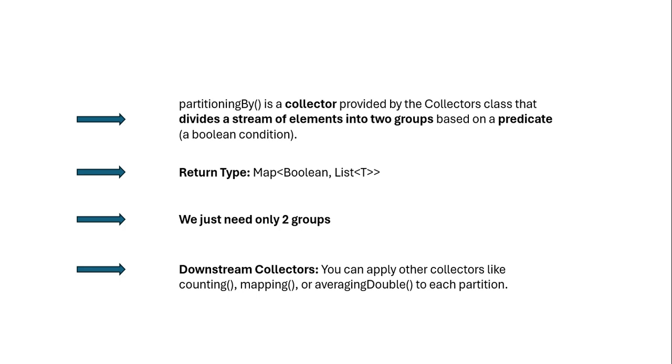After partitioning the data into two groups, you can also apply downstream collectors on those partitions. For example, let's say you want to count the number of elements in each partition, or find the average of a specific partition, or, in the partition where you are collecting a list of employees, you don't want the entire object as such, you just want the employee name. In that case, you can use something called mapping.